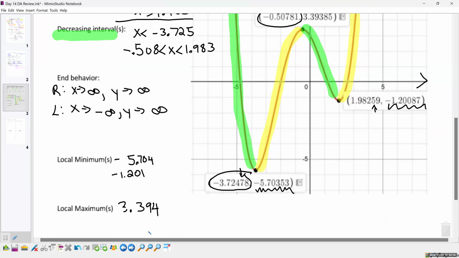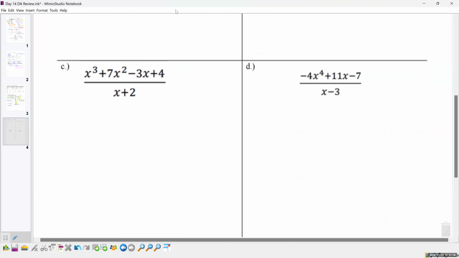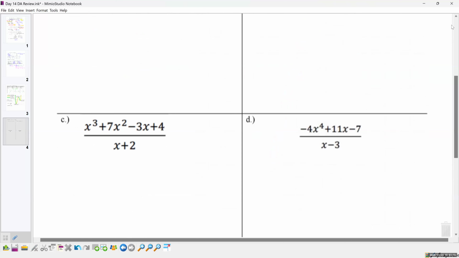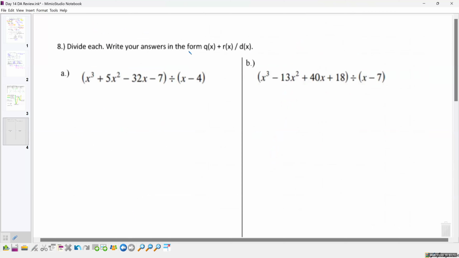Cool. Okay, some division. So I've got 4 division problems here, and it says divide each, write your answers in the form Q plus R over D. So I'm going to do the first, I'm going to alternate my method. I'm going to start with long division. I've got x minus 4. And this is a reminder that you are allowed to use a little four-function or a little scientific calculator, but not your graphing calculator, if you need it for the arithmetic.